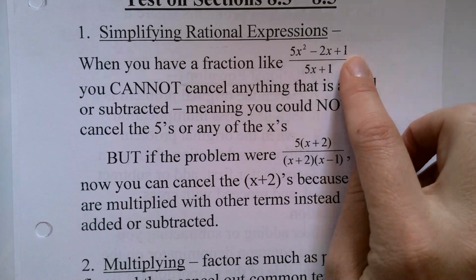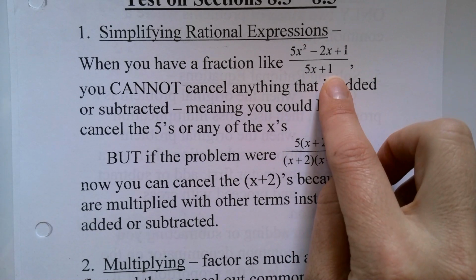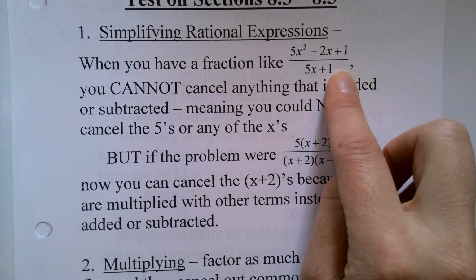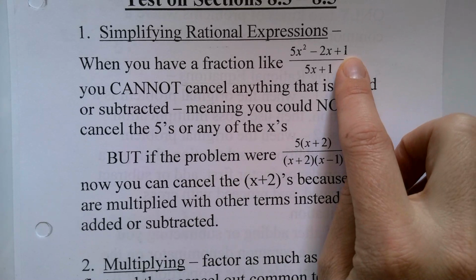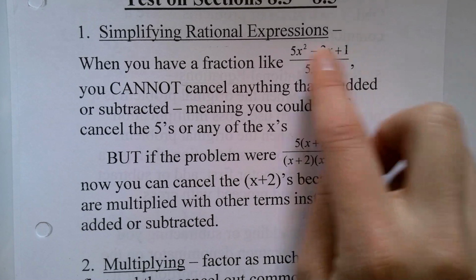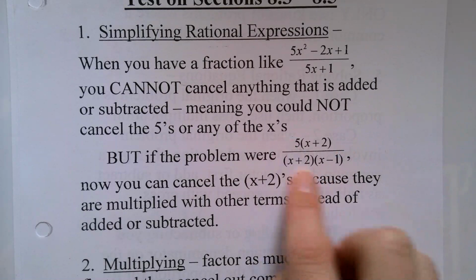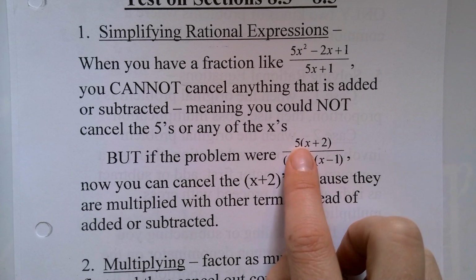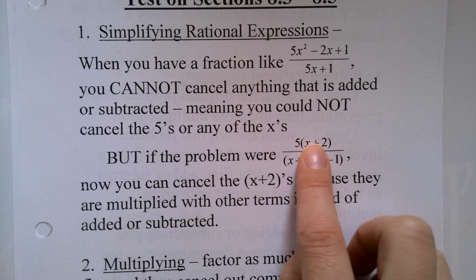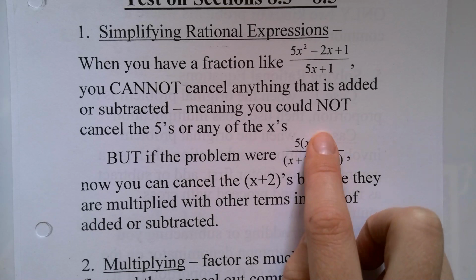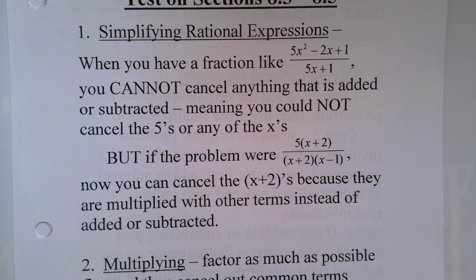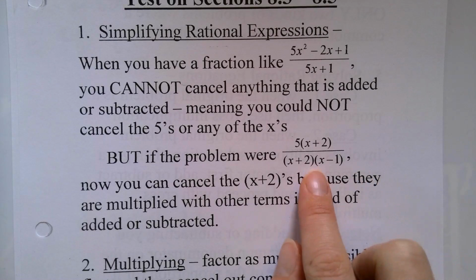Here's one problem showing there's nothing we can really do with this one. We could factor it and cancel, but this is not going to cancel as is. If you come down here, this is a different problem. This must have had a 5 that was a common factor, and this factored out to x plus 2, x minus 1, and you can see they have a common factor, so that we can cancel out. So it has to look like this to cancel.